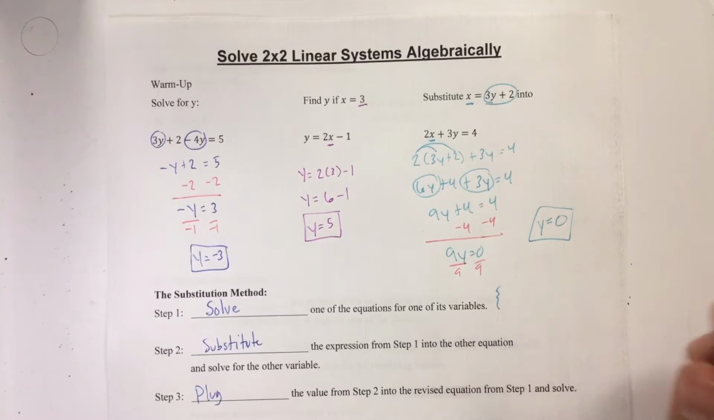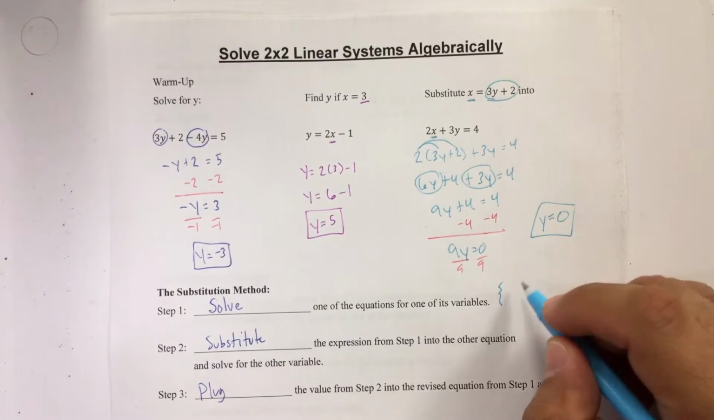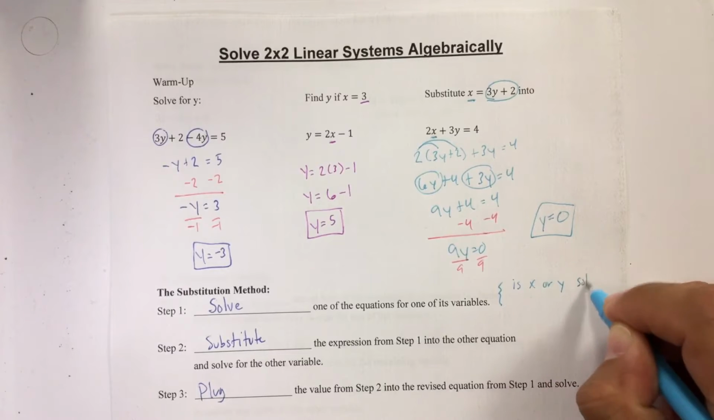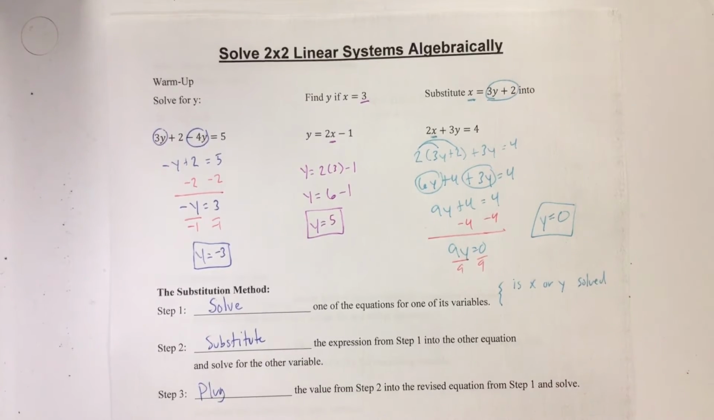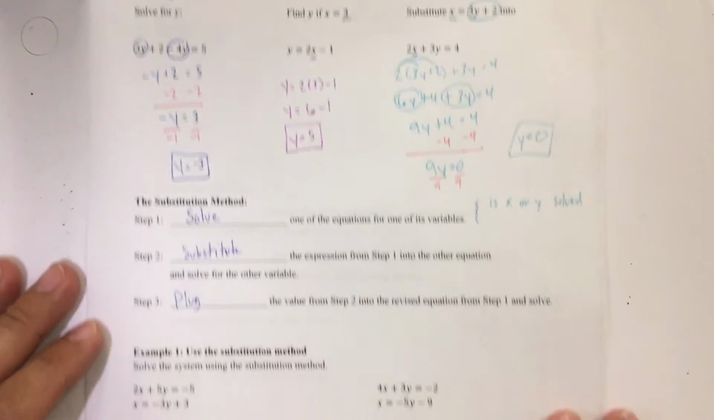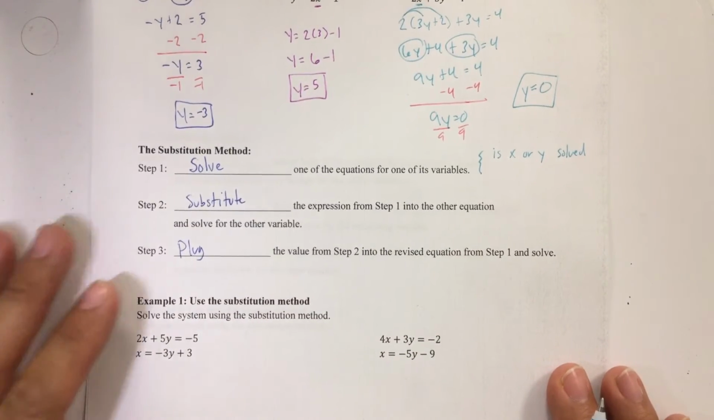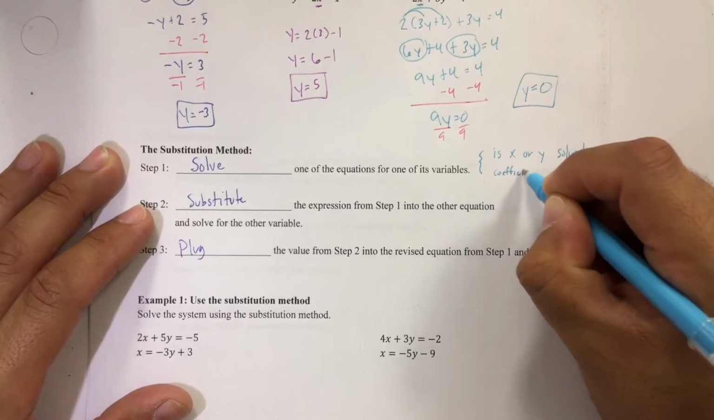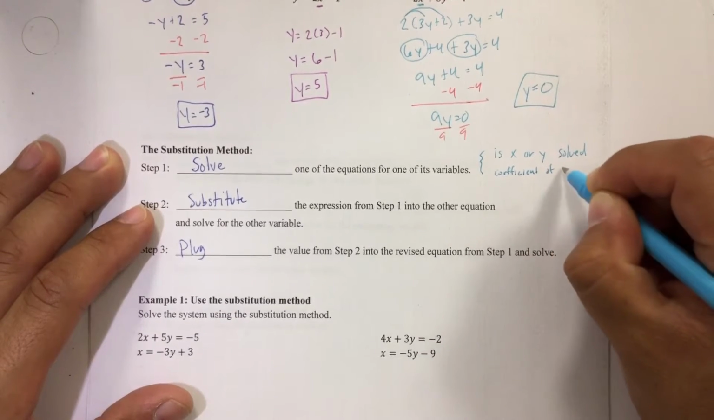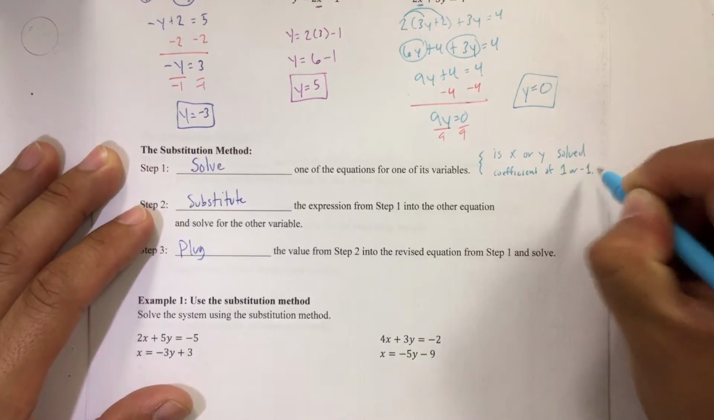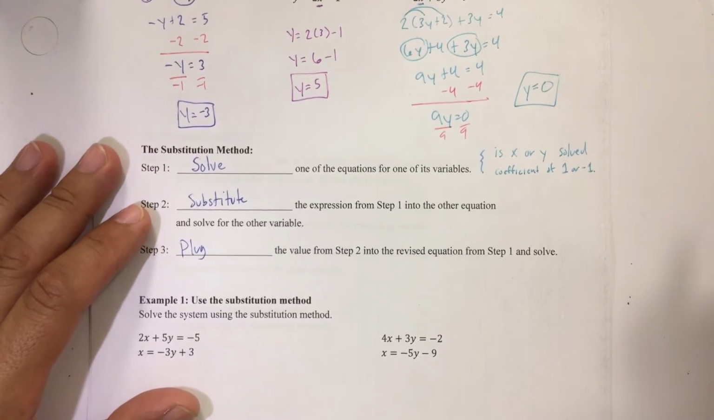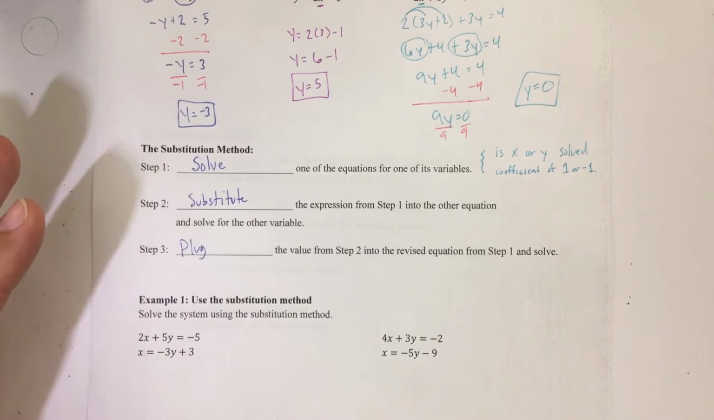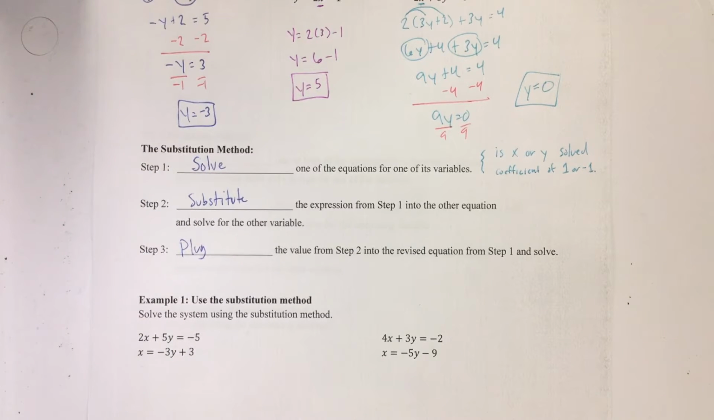First, I look to see if one equation is already solved. Is x or y solved? If it is, I can just literally plug it in and not have to do any extra work. Second, if it's not solved, I look for a coefficient of 1 or negative 1. The reason is that those are easy to solve for the variable, because either you just move something over, or you move something over and divide by the negative 1, and it's pretty easy to solve like that.